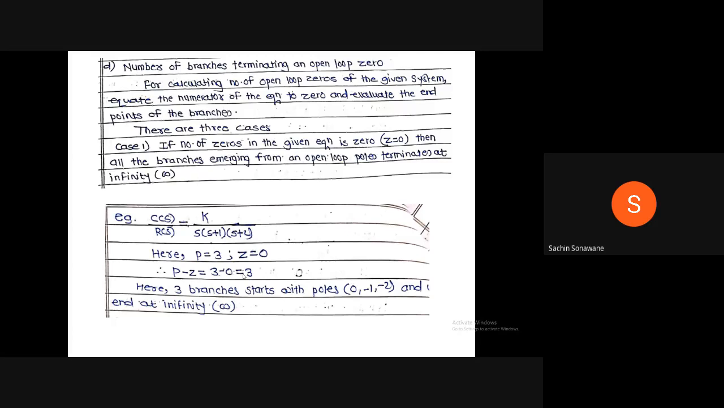Therefore, C(s)/R(s) is equal to K divided by s into bracket s plus 1 into s plus 2. Here, the number of poles P is equal to 3 because the number of s terms in the denominator is equal to 3. Z is equal to 0. Therefore, P minus Z is equal to 3 minus 0, which is equal to 3. Here, 3 branches start with poles 0, minus 1, minus 2 and end at infinity.